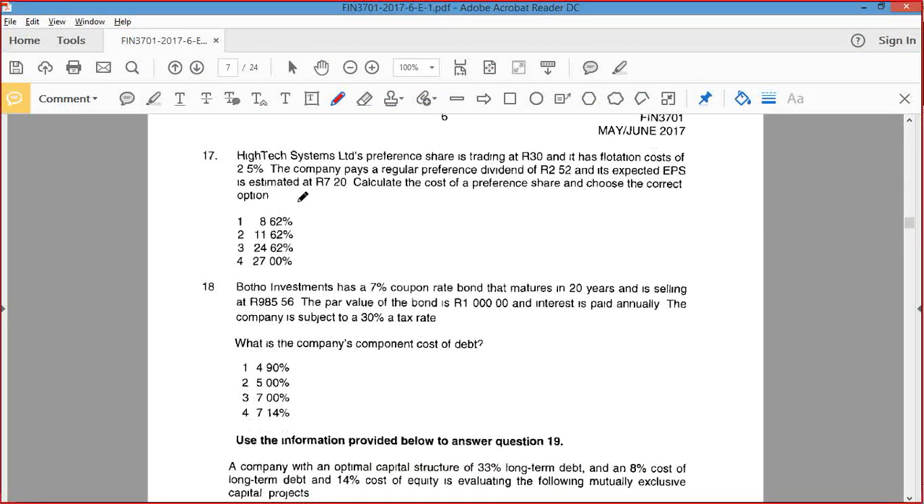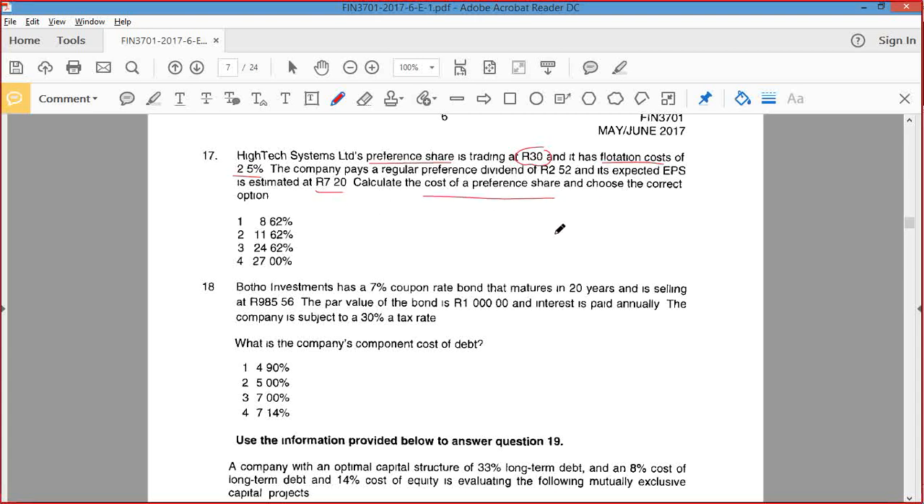$17 is a calculation. High Tech has pref shares. Pref shares pay out a dividend. It's currently trading at 30 Rand. It has flotation costs of 2 Rand 50. The company pays a regular dividend. If they pay a regular dividend, the dividend is continuous, period after period, forever. Okay, 2 Rand 52, and its expected EPS is 7 Rand 20. Calculate the cost of the pref shares.